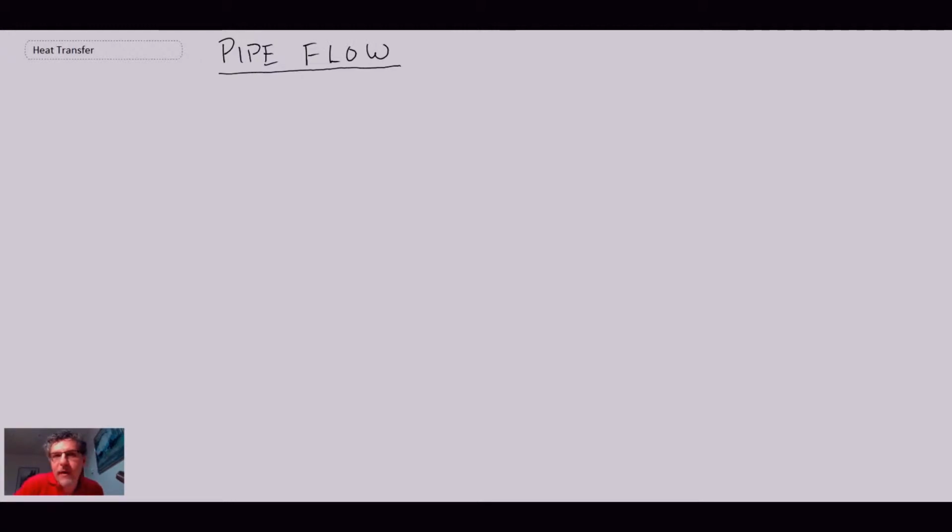Now, if you're looking at pipe flow, quite often the equations are for what we call fully developed pipe flow. But it turns out that with pipe flow, there is an entrance region where we do not yet have what we would call fully developed pipe flow. And so I just want to begin by going through the entrance region.